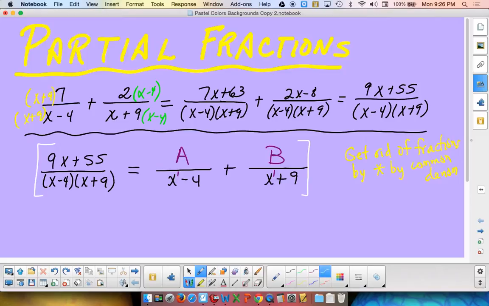You're multiplying by the original denominator without fail. So I am taking this times x minus 4 and x plus 9. That's the denominator I was given in the first place. Okay, consequently, what's it going to do every time to this part on the left side? Sure, it's going to cancel. It should. It had the common denominator. So all you have left then on the left side is 9x plus 55.